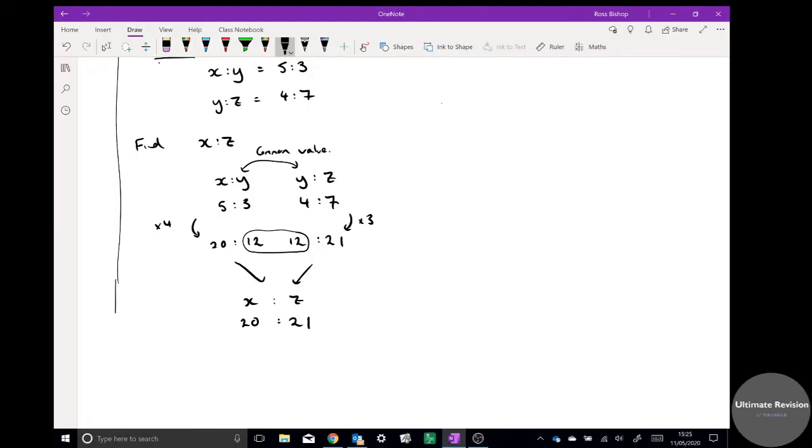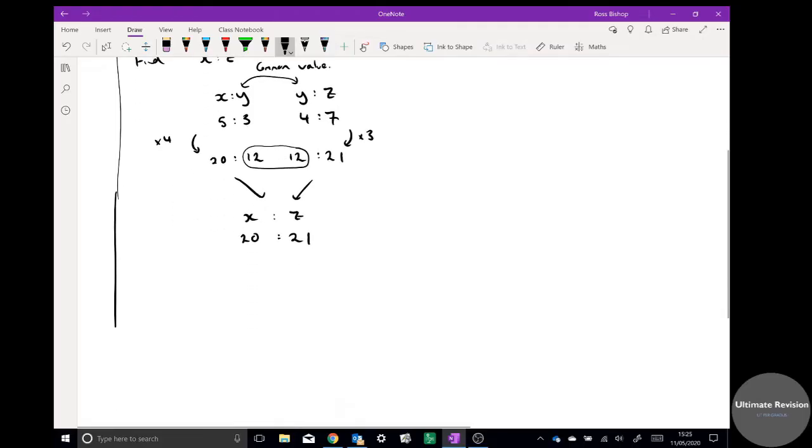So that's a common ratio problem where you're manipulating the ratios to get them the same. Right, that is chapter 1.1.